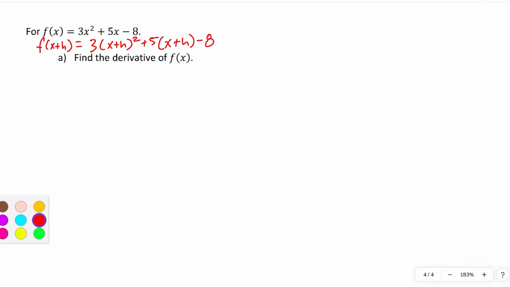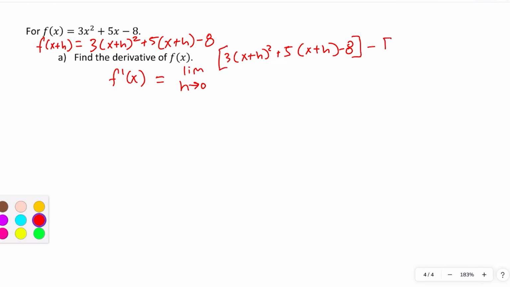All right, let's go. Find the derivative. I'm going to call it f prime. I just kind of prefer Leibniz notation. Okay, so f prime equals the limit as h approaches 0 of f of x plus h, so here's f of x plus h, minus f of x, all over h.